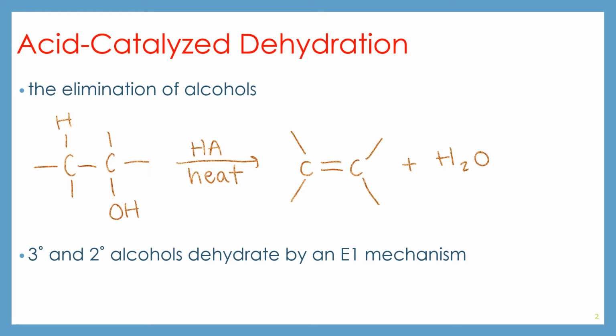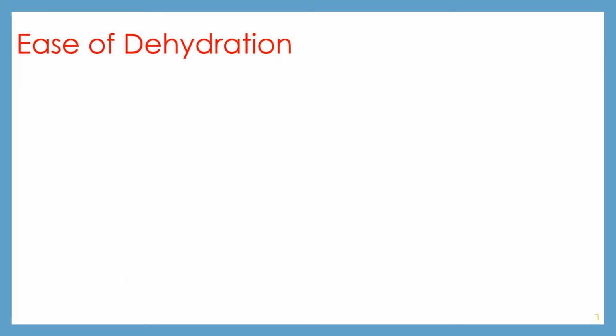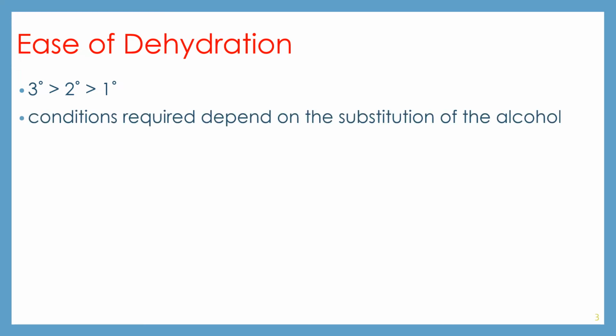Tertiary and secondary alcohols dehydrate very readily and by an E1 mechanism. Primary alcohols can dehydrate by E2. It does not go through a carbocation intermediate and is also usually fairly slow. So the ease of dehydration goes along with our preferences for E1 or SN1. Tertiary alcohols dehydrate more readily than secondary, which dehydrate more readily than primary.